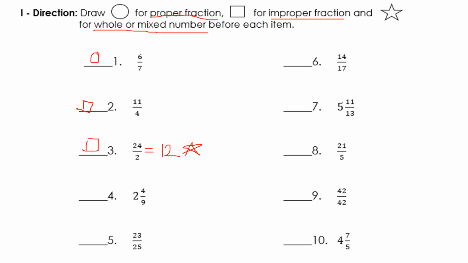Of course number 4 is a mixed number, 2 and 4 over 9. So of course this is star. 23 over 25 is a proper fraction. 14 over 17 is a proper fraction. 5 and 11 over 13 is a mixed number, so the star. 21 over 5 is an improper fraction. 42 over 42 is a whole number, because 42 over 42 is 1, so we can write a star. And of course, star for number 10 because it's a mixed number.